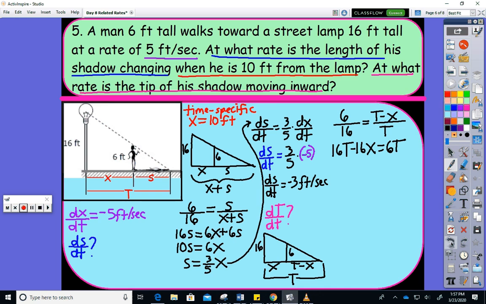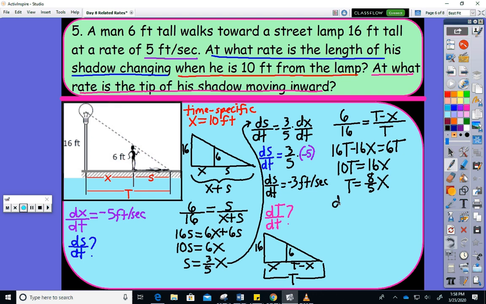So 16t minus 6t is 10t. I'm going to move the 16x over. T equals 16 over 10, divide by 2. Divide by 2 is 8 over 5x. So I'm making the equation as simple as I can before I take the derivative.